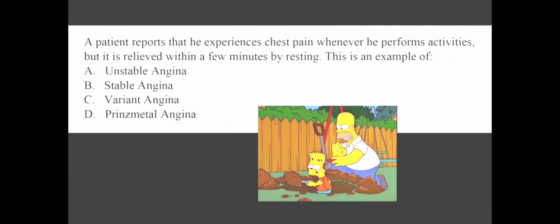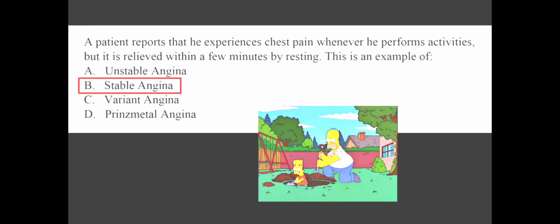A patient reports that he experiences chest pain whenever he performs activities, but it is relieved within a few minutes by resting. This is an example of A. Unstable angina, B. Stable angina, C. Variant angina, D. Prinzmetal angina. And the correct answer is B. Stable angina.